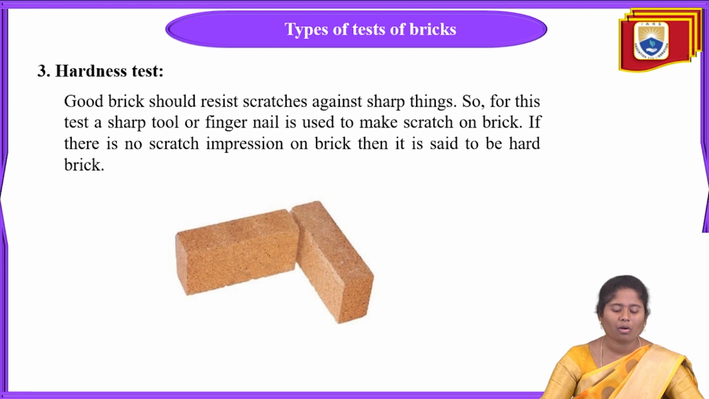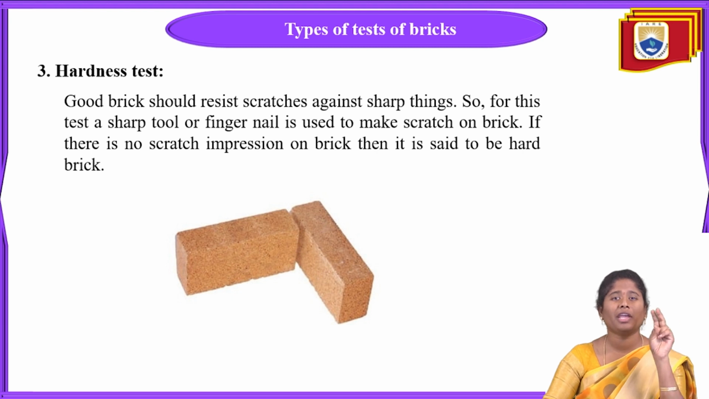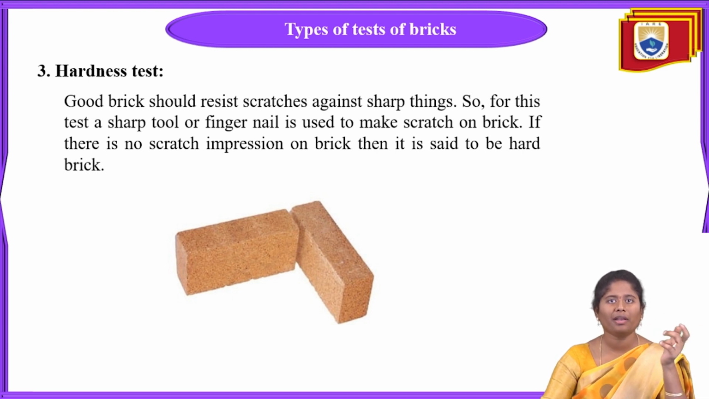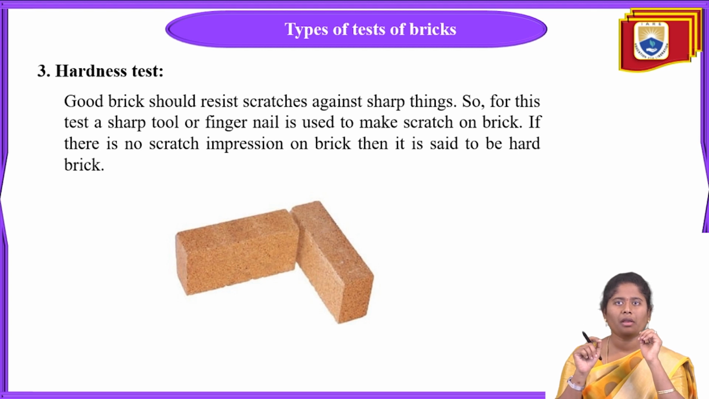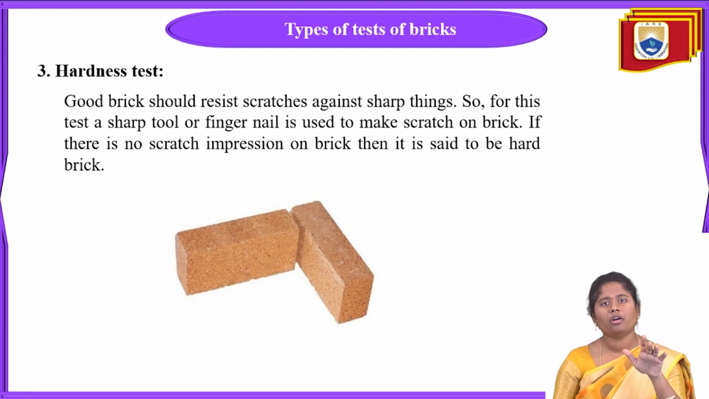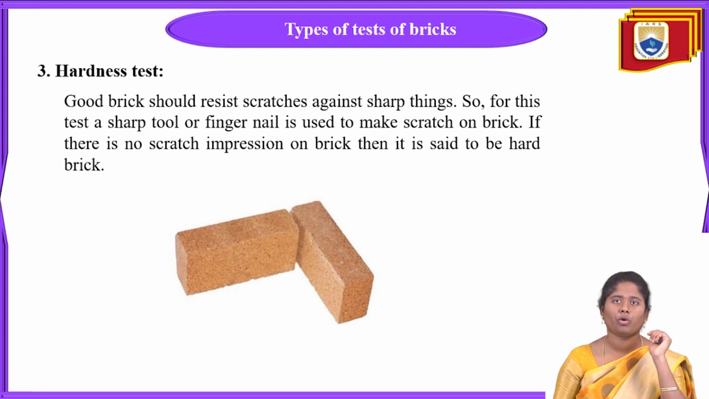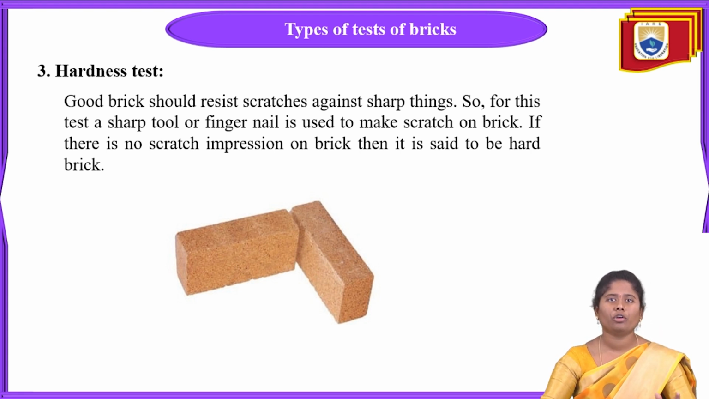The next one is the hardness test. In this hardness test, first we take one or two bricks. After taking the brick, using a fingernail or some sharp tool, we scratch on that brick. If there is no scratch impression on the brick, it is a hard brick, and it can be used for the construction process. Here we learn the hardness nature of the brick.